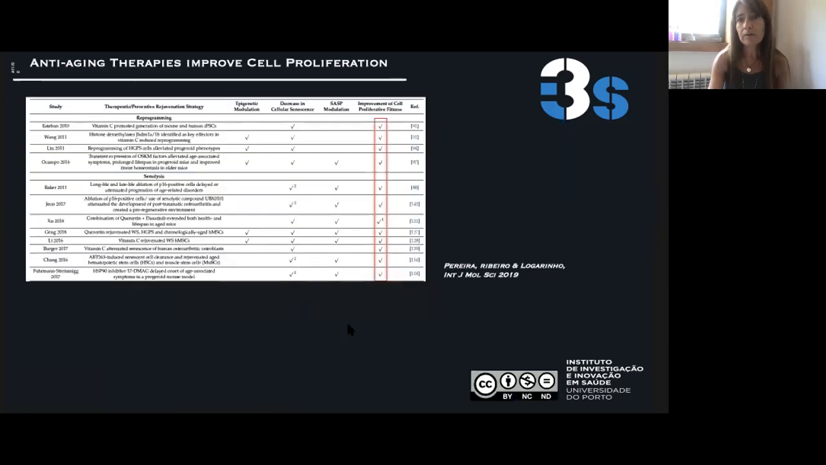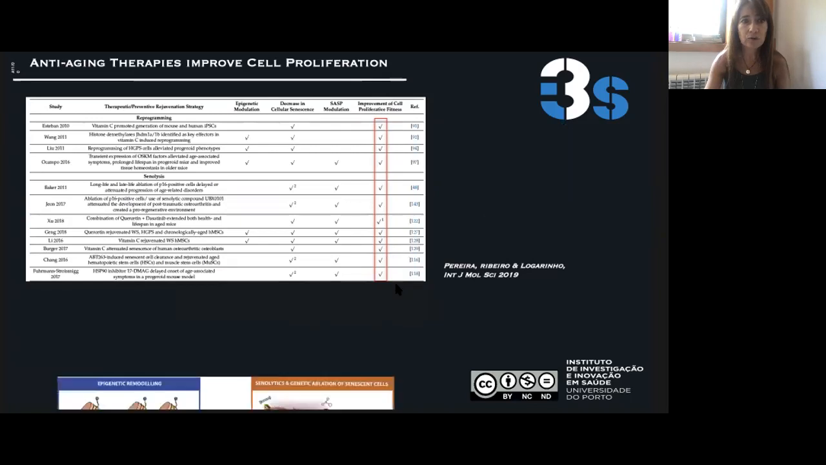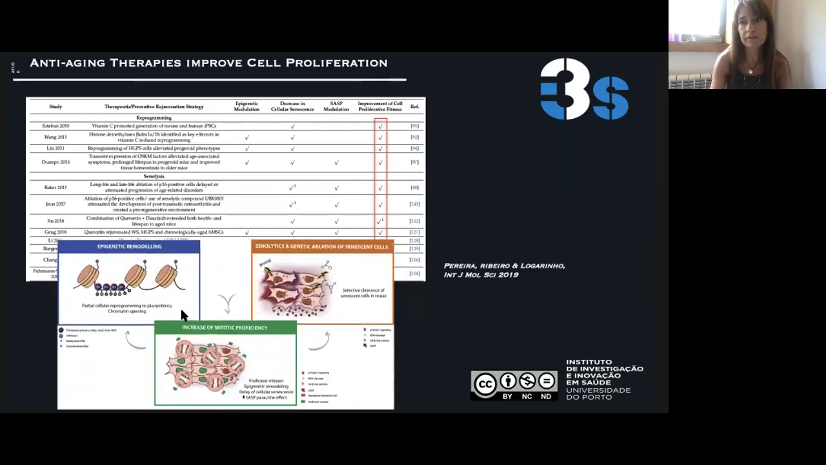One thing that caught our attention as we reviewed in this paper was the fact that the reprogramming and the senolytic therapies all end up by improving the cell proliferative fitness. So we ask whether by somehow modulating the age-associated refractory features to proliferation could actually work to either reprogram epigenetics or delay senescence.